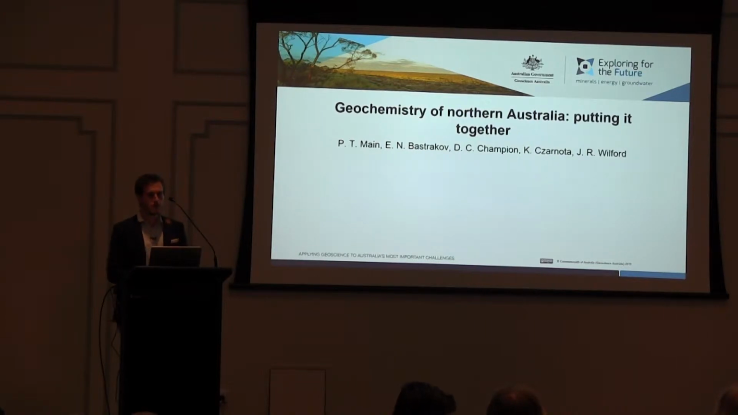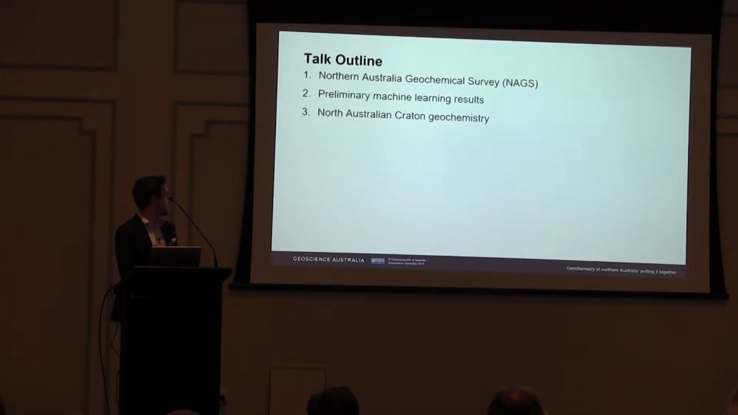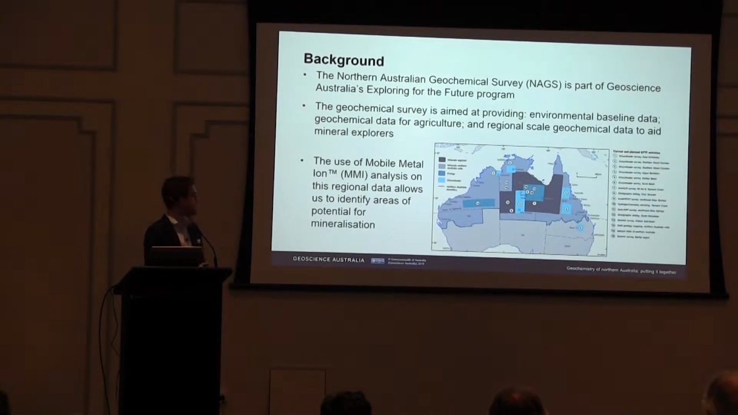Good morning, everyone. So today I'm going to provide a bit of an update on the surface geochemistry that Geoscience Australia has been doing. So to start with, I'm going to be talking about the Northern Australia Geochemical Survey, or NAGS for short, and then move into some of the preliminary machine learning results that we've gathered from this data. And then finally, I'm going to talk about the synthesis work that we've been doing on the regolith geochemistry of the North Australia Craton.